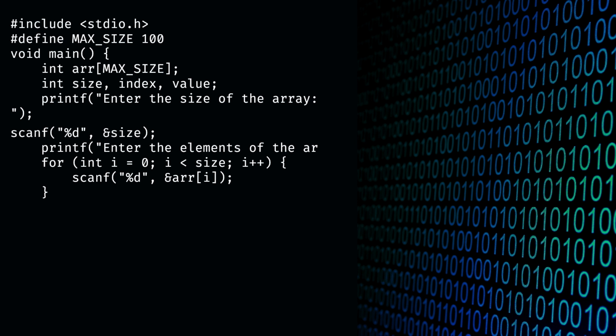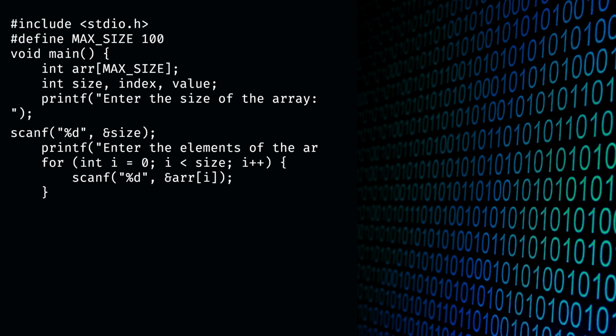After this, enter the elements of the array. I am writing this message, and for entering the elements into the array, I have used one loop. Under this loop, I have used one scanf function, that is scanf("%d", &arr[i]). This array will start from 0 up to size - 1, and I have taken one i++ increment to increment your loop. This is a simple for loop I am using to enter the elements into the array.